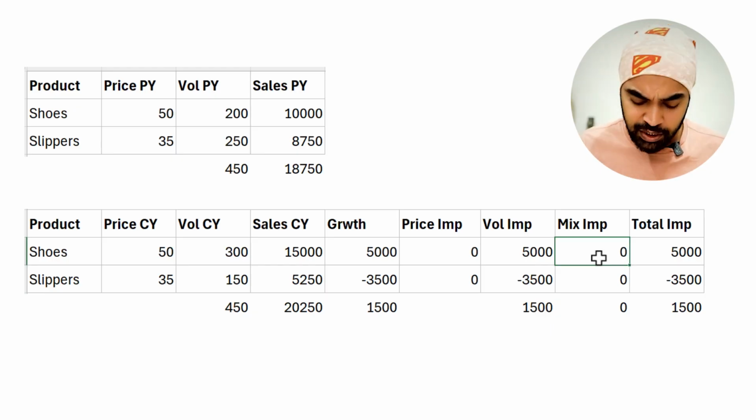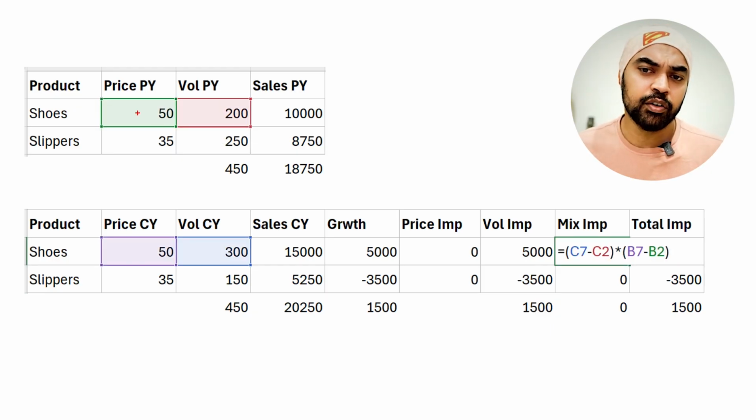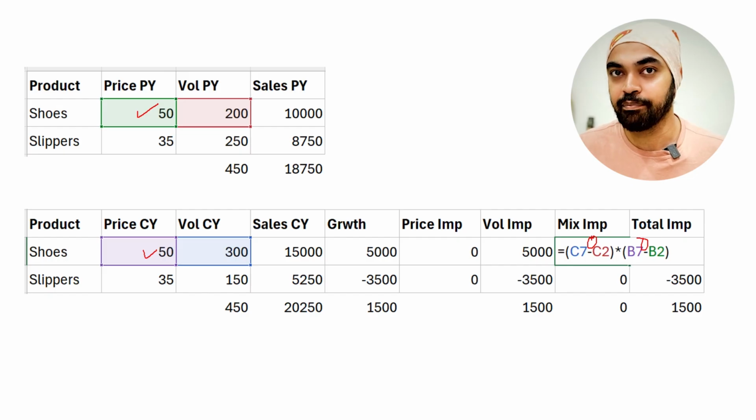Now, there is no mix change because if you think about it, we did not raise the price. And because we did not raise the price, the difference between 50 and 50 is 0, and if you multiply 0 with any change in the quantity, the mix impact is going to be 0.